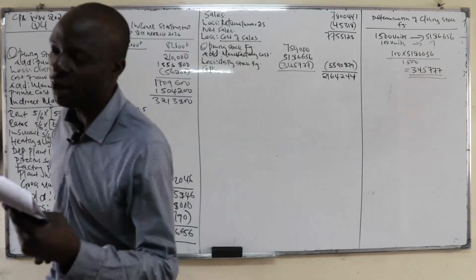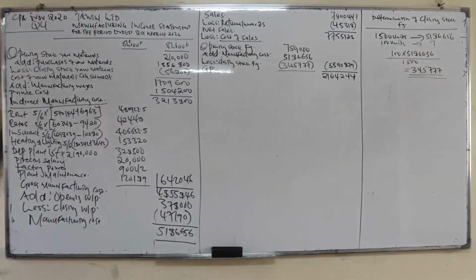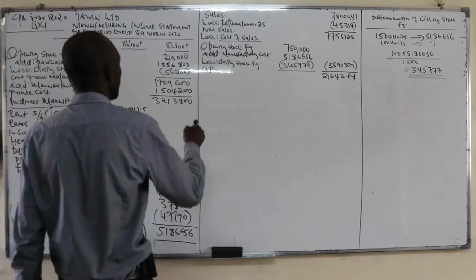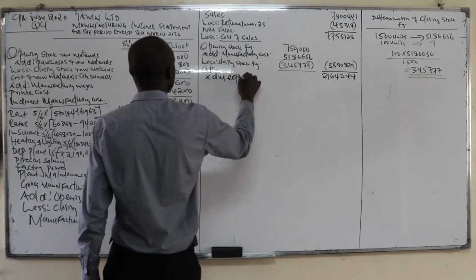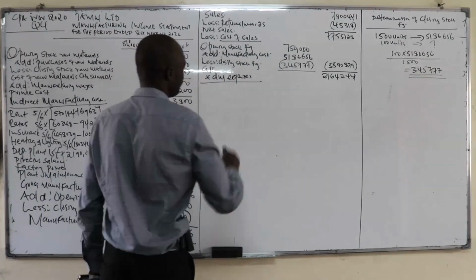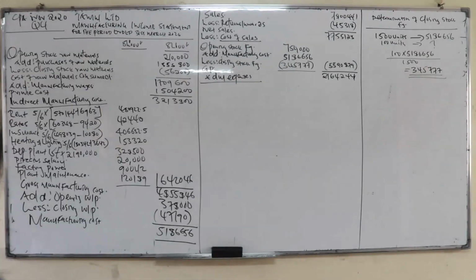We check if we have any other incomes, like maybe discount received. Any other income we add, like discount received. Do you have discount received? So we don't have discount received. And then now we list our expenses. We start with the administrative expenses here. So these are the expenses: rent, rates, insurance, heating. They were subdivided, they were apportioned to factory and admin.